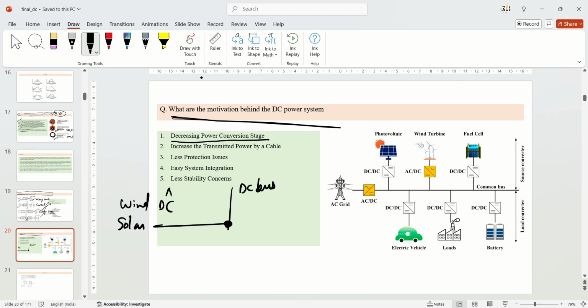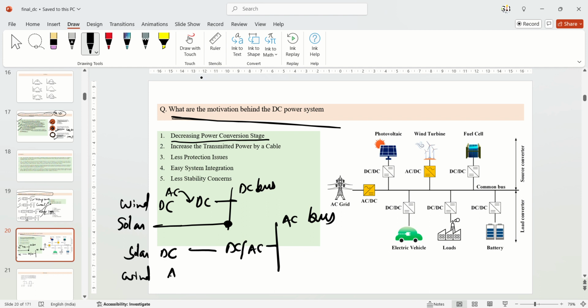Wind is also AC generating, but you convert to DC, you can directly connect. Suppose you have this AC bus. Solar is generating DC, no? So you need the DC to AC converter for connecting to the AC bus. For the wind as well, you are converting first AC to DC because the speed is variable, so there is a variable frequency. So AC to DC, then you convert to AC for connecting. If you can see the conversion stages when you are connecting with the DC versus when you are connecting with the AC, actually it is lower in case of the DC.